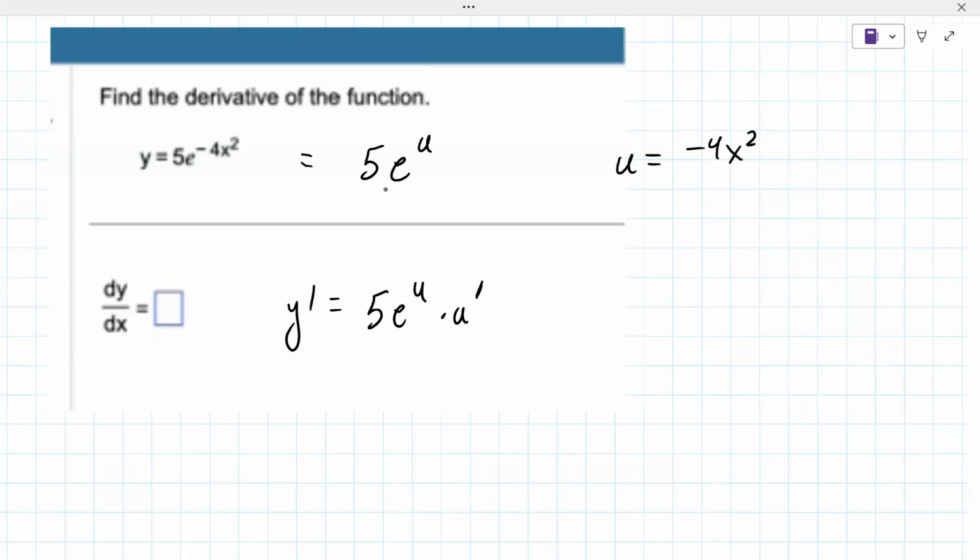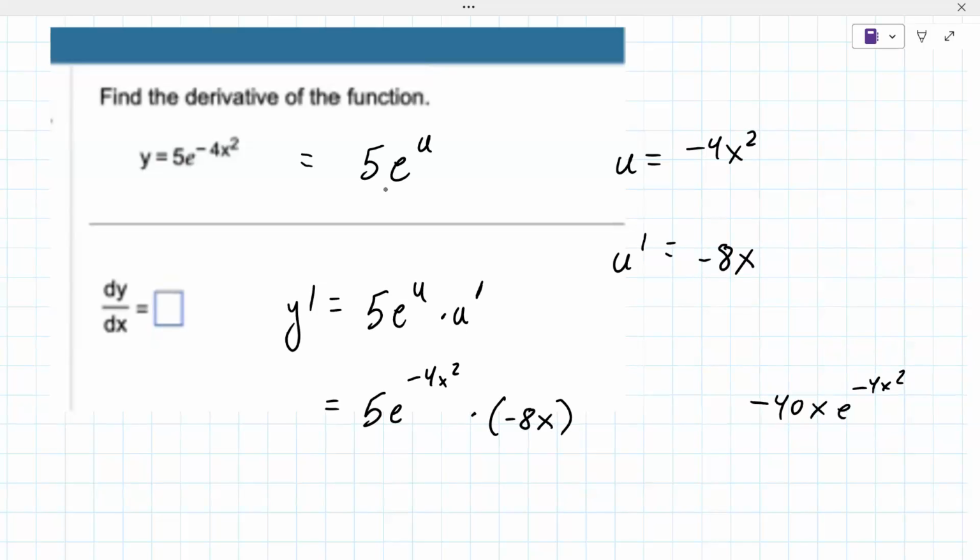Then you come off to the right here and take a derivative. What is the derivative of u? Negative 8x. Good. And then you just backfill. It's 5e to the minus 4x squared times minus 8x. On your multiple choice, it probably will look something like this: minus 40x e to the minus 4x squared. They'll probably combine those, but your current assignment will take this as is.